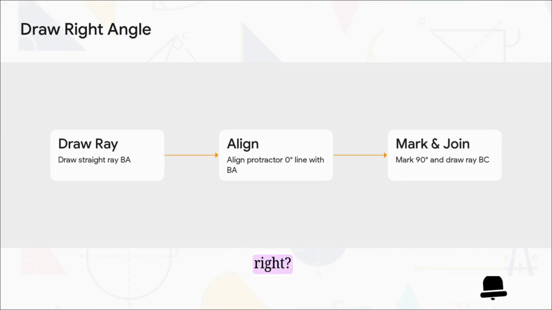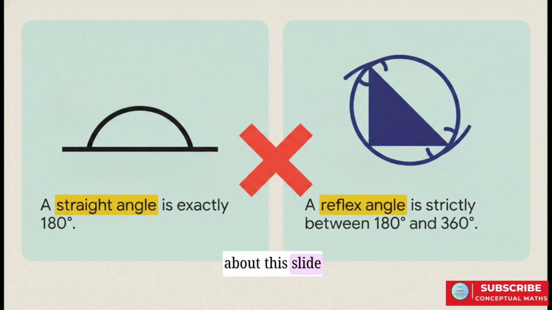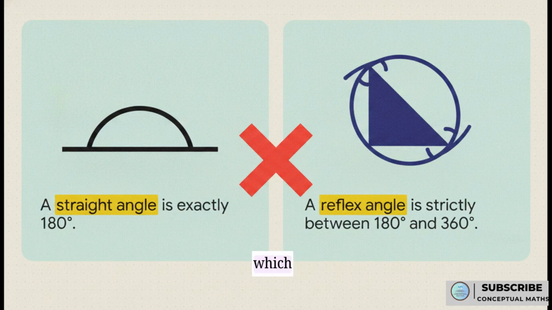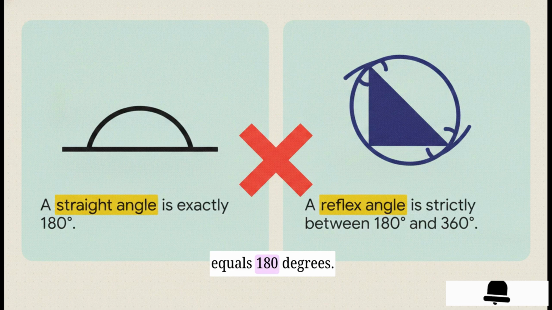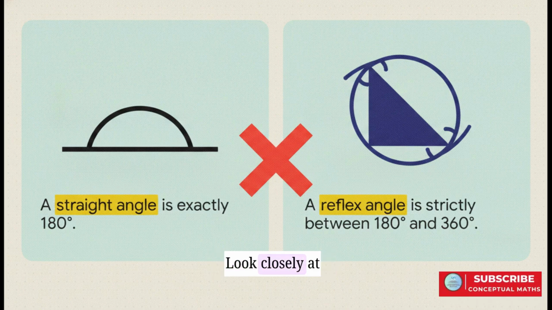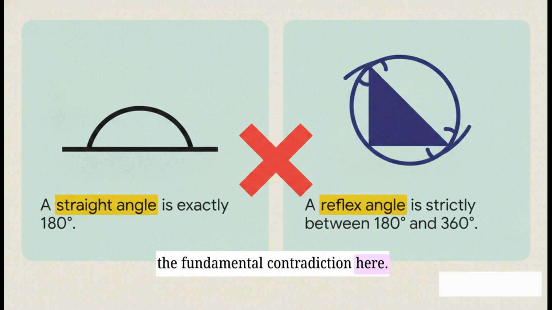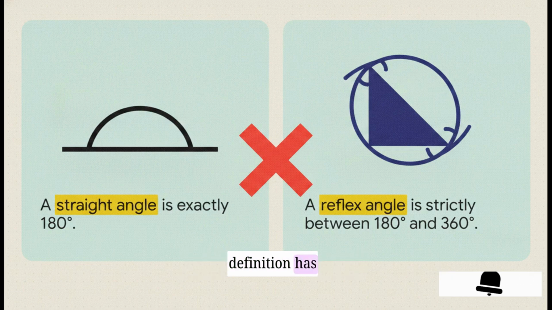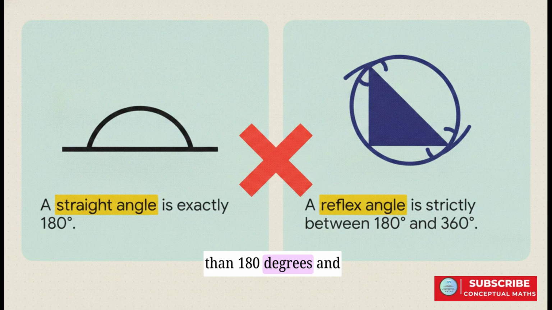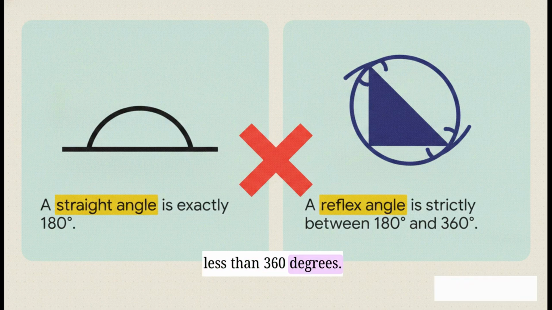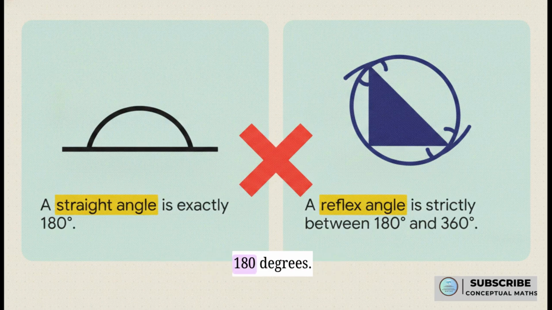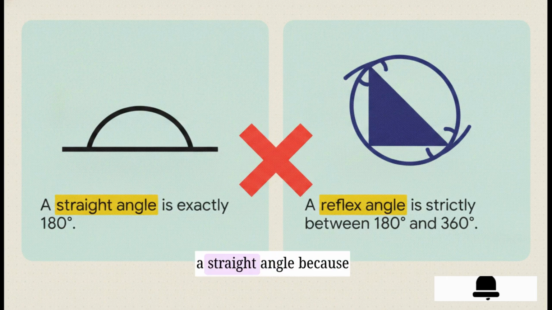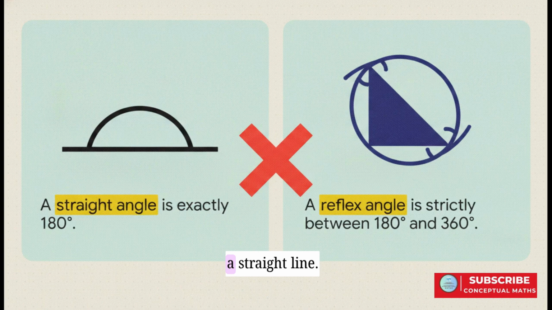A perfect standard 90-degree right angle. Easy enough, right? Now, what's really interesting about this slide is when we get to question 2b, which asks us to construct reflex angle EFG equals 180 degrees. Look closely at the fundamental contradiction here. A true reflex angle by strict mathematical definition has to be greater than 180 degrees and less than 360 degrees. An angle that is exactly 180 degrees, well, that's simply called a straight angle because it literally forms a straight line. It's definitely not a reflex angle.